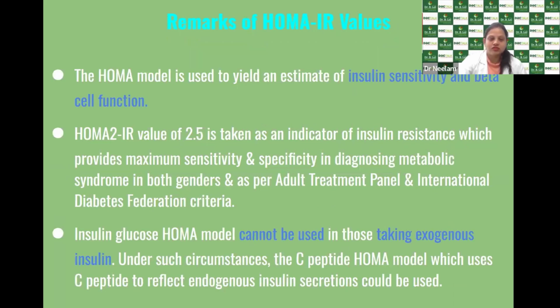So, what is the HOMA model? The HOMA model is used to yield an estimate of insulin sensitivity and beta cell function. But it cannot be used in those taking exogenous insulin. Under such circumstances, the C-peptide HOMA model, which uses C-peptide to reflect endogenous insulin secretion, could be used.